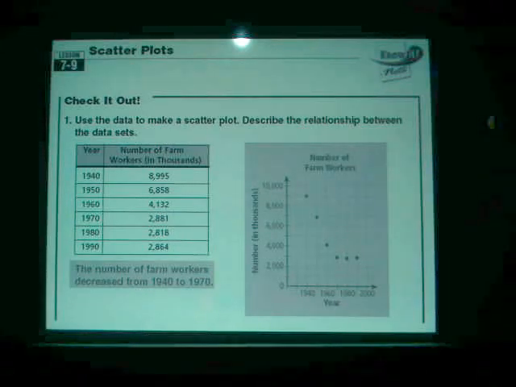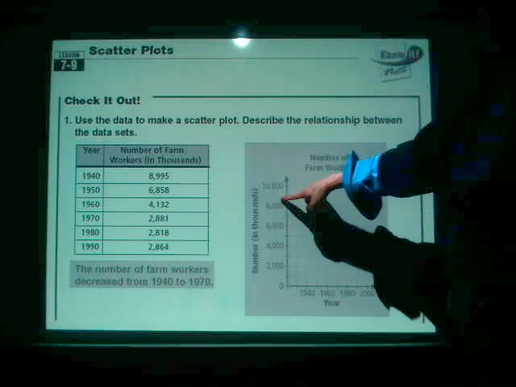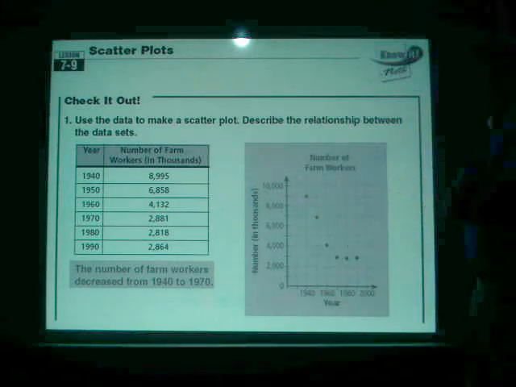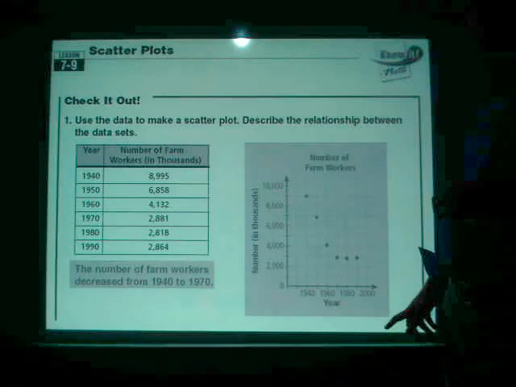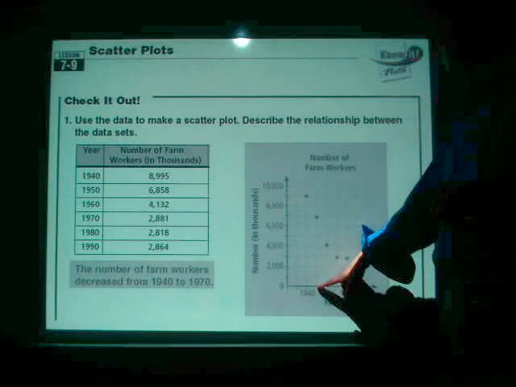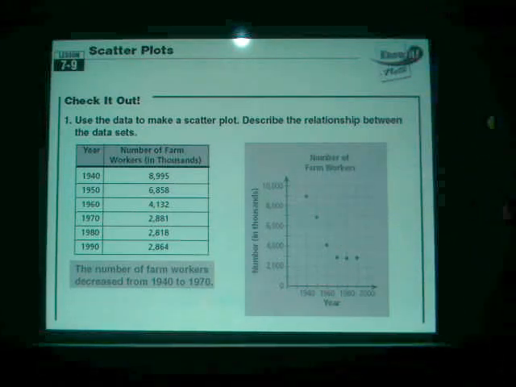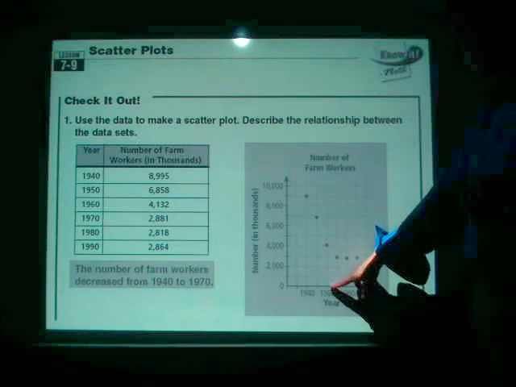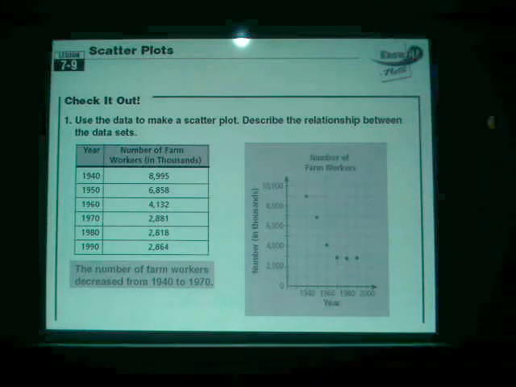So the 1940 number is at 8995, so we'll go up from 1940 until we reach 8995. If we go right to the 9,000 marker and then just drop a little bit below it, you're at 8995. The 1950 number is at 6858, so we go up from 1950. If we go to 7,000 and then just drop down a little bit beneath it, that will work for 6858. The 1960 number is at 4132, so I'm going to go up from 1960 till I reach 4,000 and then go up just a smidge for 4132.